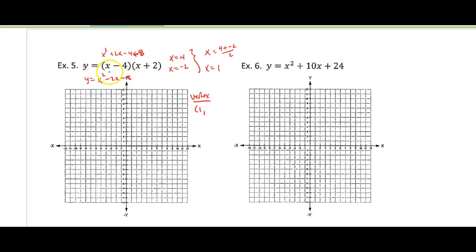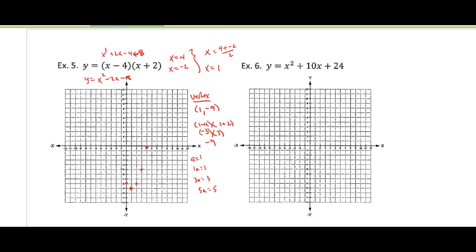Now I have to plug that in to find the y value. So 1 minus 4 times 1 plus 2 is going to give me negative 3 times 3, which is negative 9. So my vertex is at 1, negative 9. So I'm going to go ahead and plot that vertex. If you notice, my A is 1. So 1A is 1, 3A is 3, 5A is 5. So I'm going to go over 1, up 1, over 1, up 1, 2, 3. Then I can go over 1, up 1, 2, 3, 4, 5.